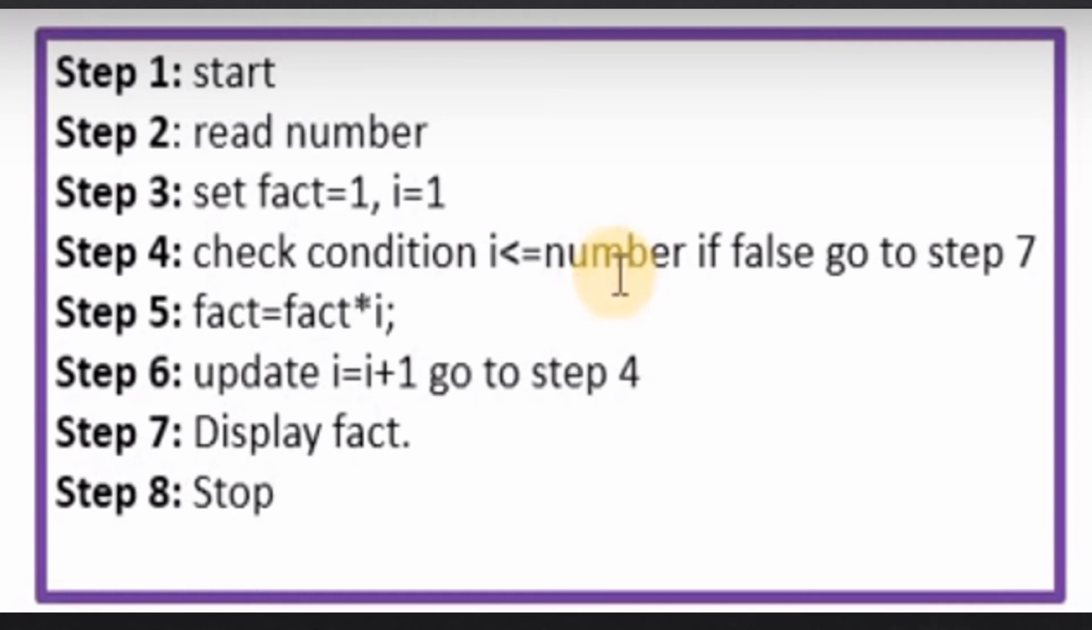Is i less than or equal to number? Yes, 3 is less than or equal to 5. The condition becomes true. So in step 5, factorial now becomes 2, i equals 3, multiplied by 2 equals 6. Then next, i will again be incremented by 1, and will become 4. And so on. Look at the next slide, it will show you all the steps.